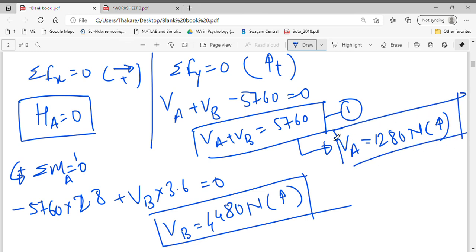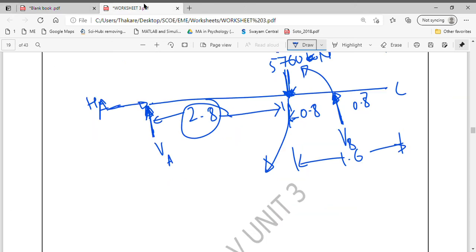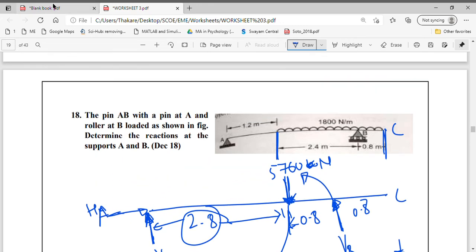If the values that we get for VA and VB are negative, that means the reaction is acting in the opposite direction of the assumed positive direction. That is how you determine the reactions developed at supports. Thank you.